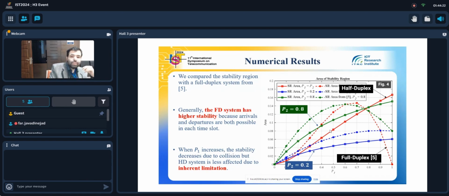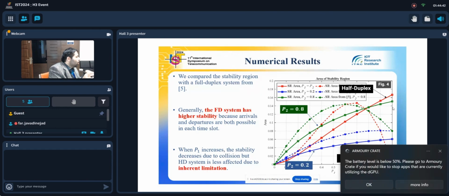When we increase the transmission probability, because the collisions also increase, the stability of the full duplex system is going to decrease. But the half duplex system is not going to be affected as much, because half duplex systems have an inherent limitation. This limits the number of collisions that are going to happen in the system. So that kind of helps the stability.